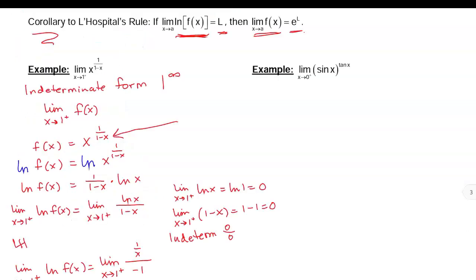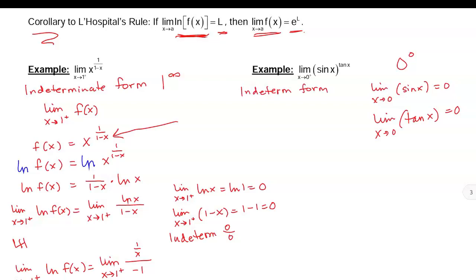We're going to do that again with the next example. If you go to evaluate the limit by substituting in 0, you're going to get 0 to the 0 power, because the limit as x goes to 0 of sine x is 0, and the limit as x goes to 0 of tangent is 0. 0 to the 0 power. This is an indeterminate form. I'm going to do the same thing as I did in the last problem.